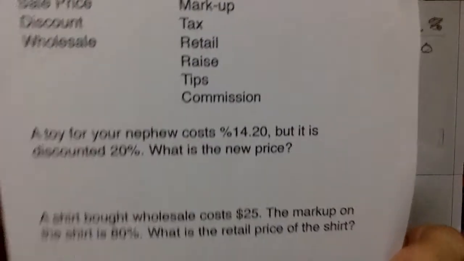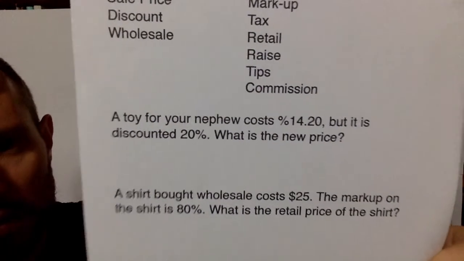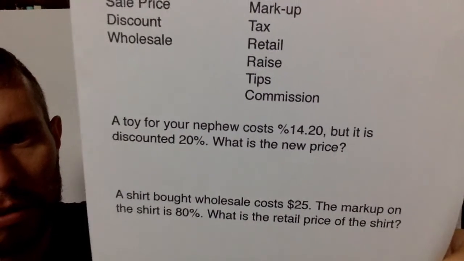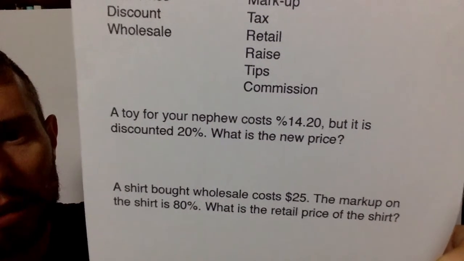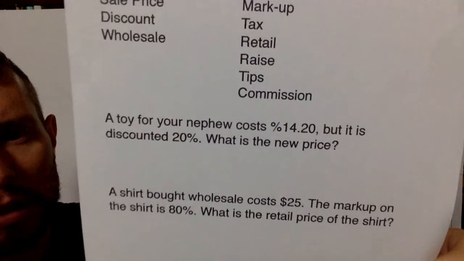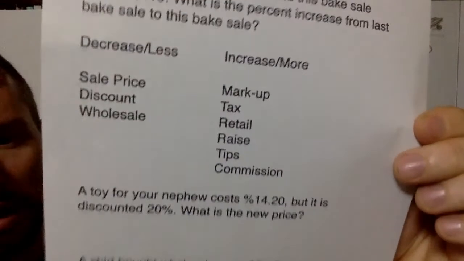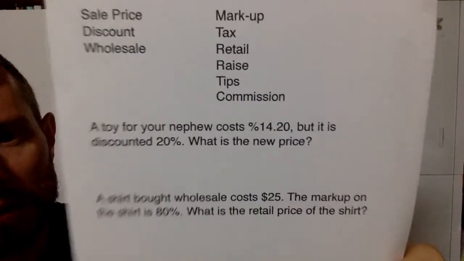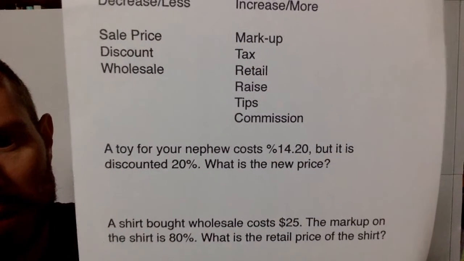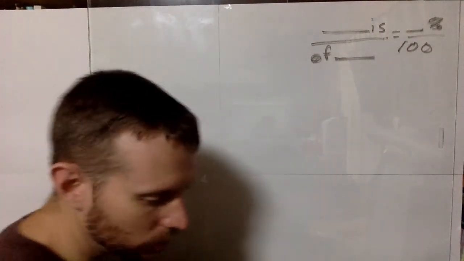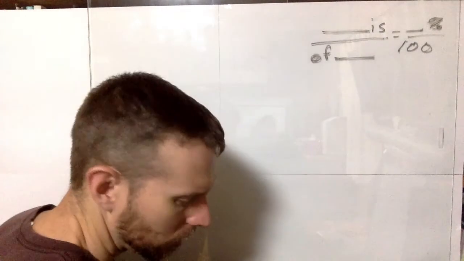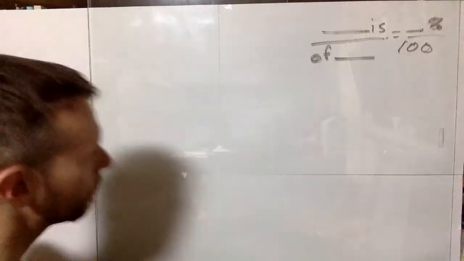Okay, so let's say you have a toy for your nephew. It costs, oops, I'll put the percent sign, it should be dollars. Sorry, that percent should be dollars. It costs $14.20, but it is discounted 20%. What was the new price? So the toy costs $14.20. It's discounted 20%. What's the new price?